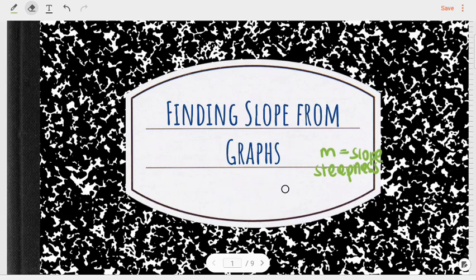Now you probably noticed when I made my slope negative, my line started going down when I moved left to right. It was going down. And I also asked you to observe what happens when m is 0, or how do I get a horizontal line? A horizontal line is flat and has a slope of 0.